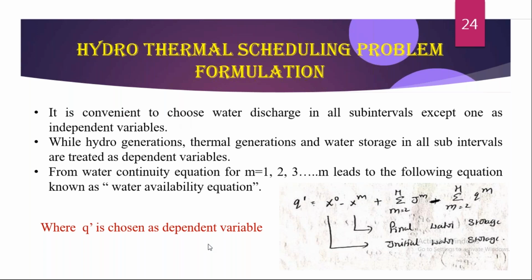So here Q is the water discharge parameter, and this water discharge should be made at what interval, how much water should be discharged, and this is given by this equation. And here X naught is the final water storage and Xm is the initial water storage. So by using this equation we can examine what the water discharge from the dam is at different intervals. Now here Q is chosen as a dependent variable. It completely depends on humans.